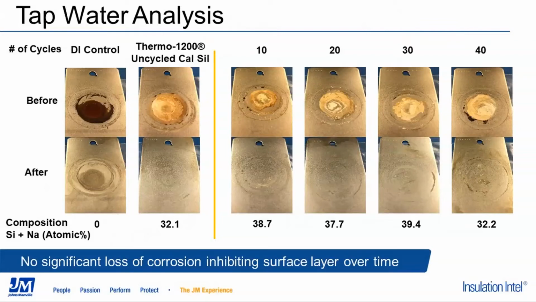So as you can see, after 40 wet-dry cycles, there's still a surface layer development on the coupons. The analysis of that layer indicates that it's still comprised mostly of sodium and silicate ions, and that the relative percentage of that doesn't change or decrease with time. Also, the clean coupons in the lower part of the slide indicate that while there may have been some decrease in the effectiveness over time, the material still performs better than the system that was exposed to just deionized water.